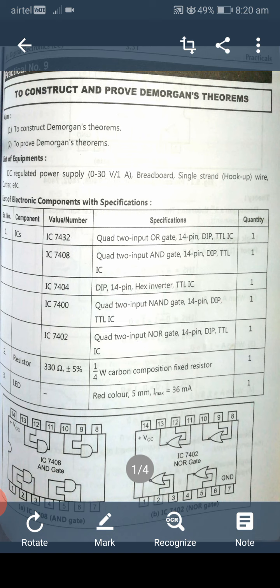The another component is an LED, meaning light emitting diode, red color, 5 mm, I max is equal to 36 milliampere. Quantity required is 1.